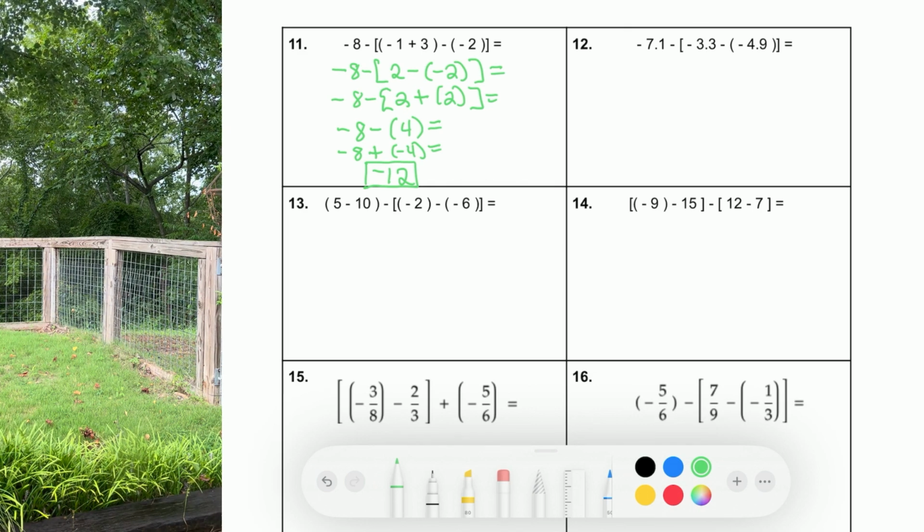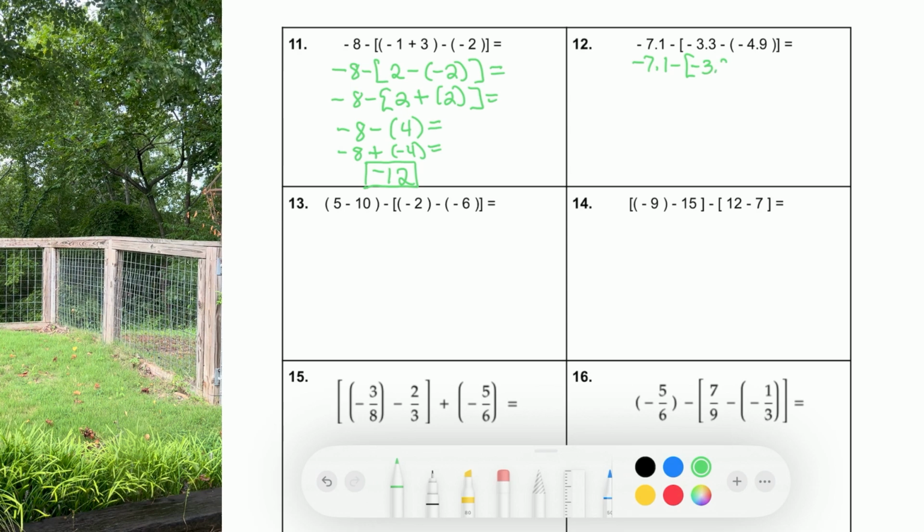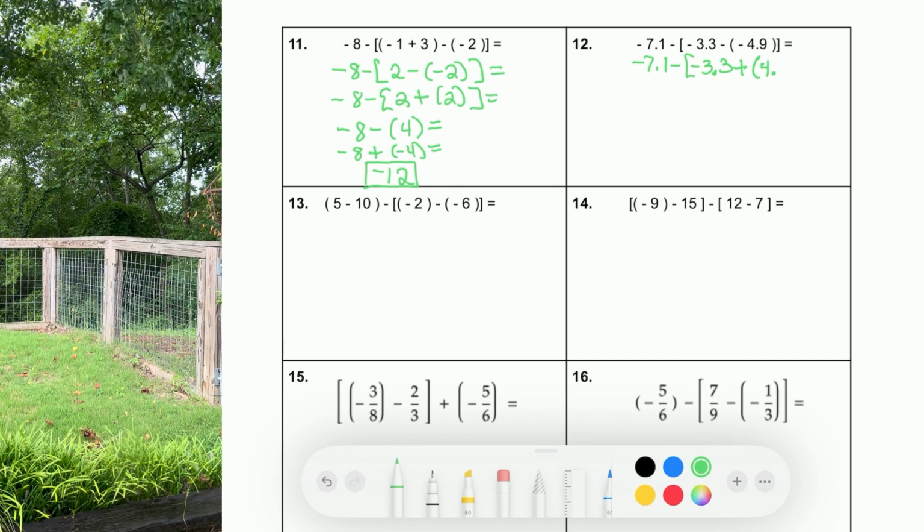We have decimals in this one, but don't panic. It's not a biggie. We just need to look at our positives and negatives. Actually, we don't have any positives at this point, so we need to think about keep it, change, change. So we have -7.1 minus, keep the -3.3, change the subtraction to addition, change the -4.9 to +4.9.